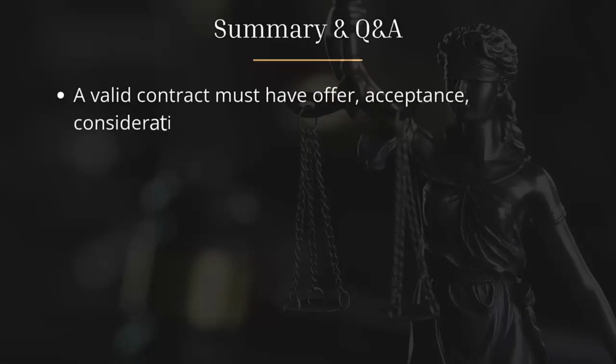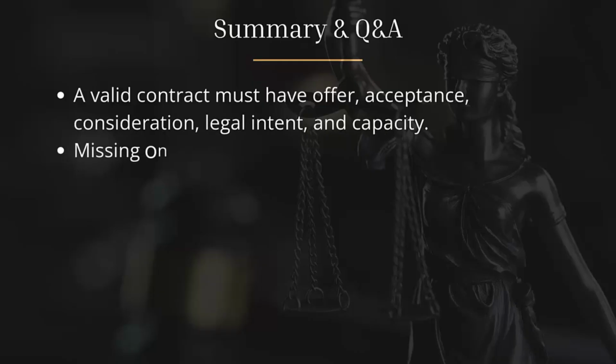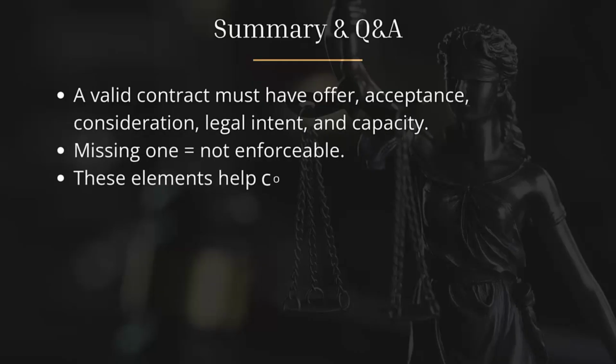Summary and Q and A. A valid contract must have offer, acceptance, consideration, legal intent, and capacity. Missing one equals not enforceable. These elements help courts decide what's a promise versus what's a legal obligation.